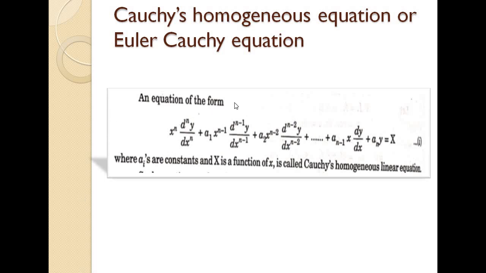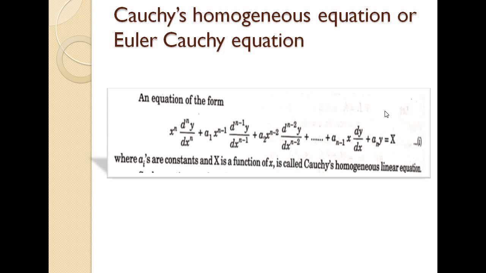An equation of the form x^n d^n y/dx^n + a1 x^(n-1) d^(n-1)y/dx^(n-1) + a2 x^(n-2) d^(n-2)y/dx^(n-2) + and so on + a_(n-1) x dy/dx + a_n y = X, where the a_i's are constants and capital X is a function of x, is called Cauchy's homogeneous linear equation or Euler Cauchy's equation.